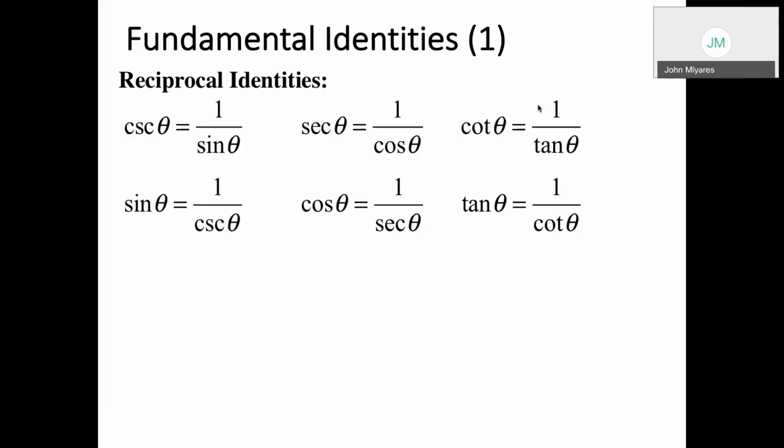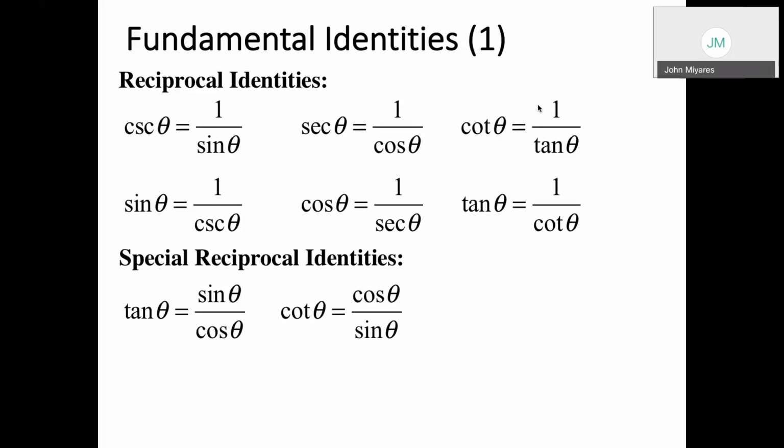The relationships shown on this screen are not new. We've already worked with the idea that cosecant is the reciprocal of sine, secant is the reciprocal of cosine, and cotangent is the reciprocal of the tangent, and vice versa. There are two other ones that I've alluded to in the past that I put into the category of special reciprocal identities, and those involve having the tangent ratio be the ratio of the sine and cosine, while cotangent, its reciprocal, is the ratio of cosine over sine.